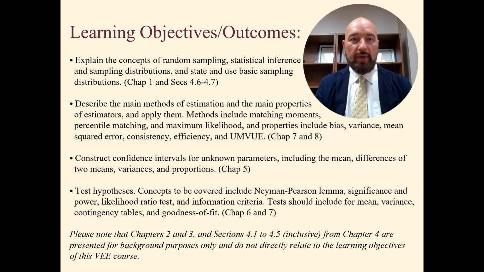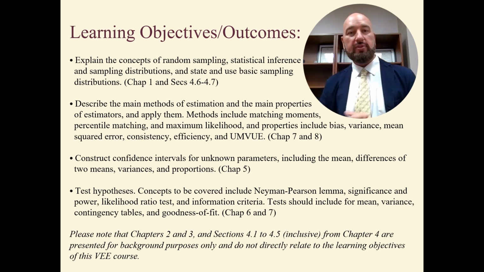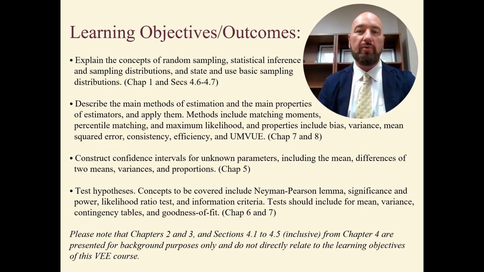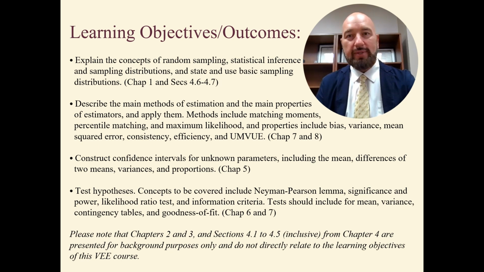The next theme that we cover is that of confidence intervals. So the SOA stipulates that we should cover constructing confidence intervals for unknown parameters, including the mean, difference in 2 population means, variances or standard deviations, and then also binomial proportions. And we cover those topics in Chapter 5.